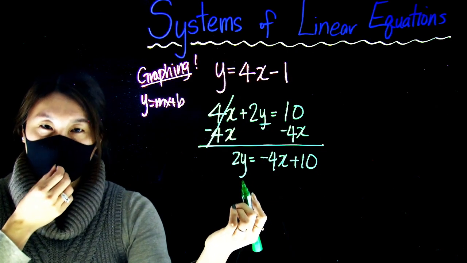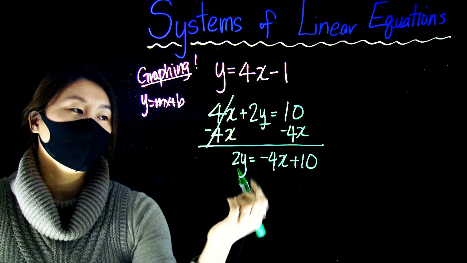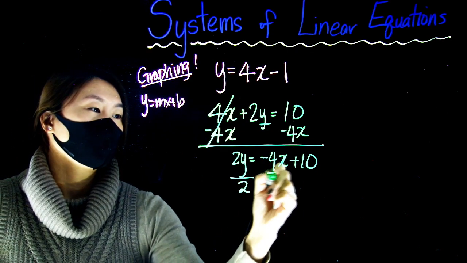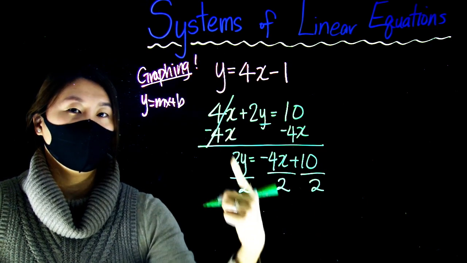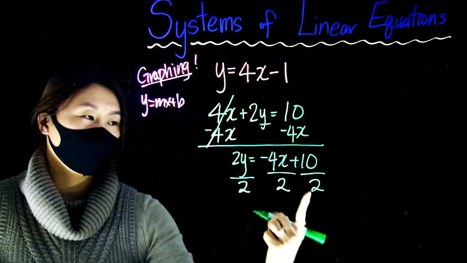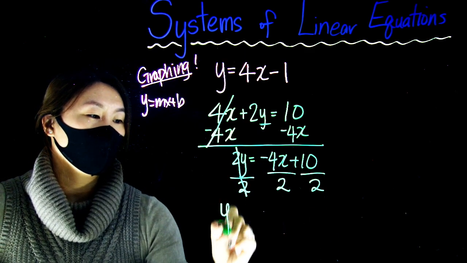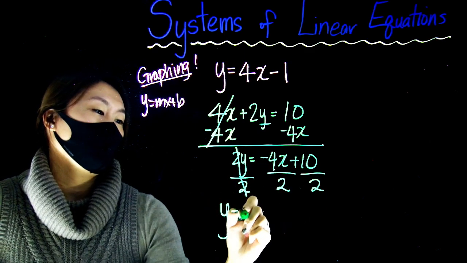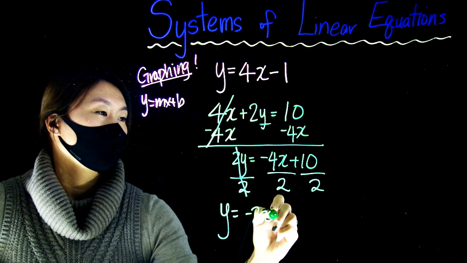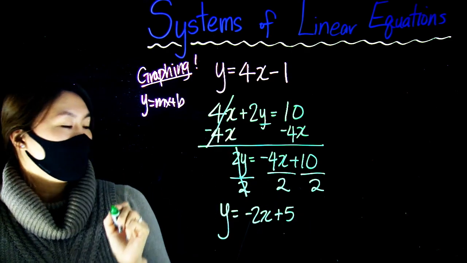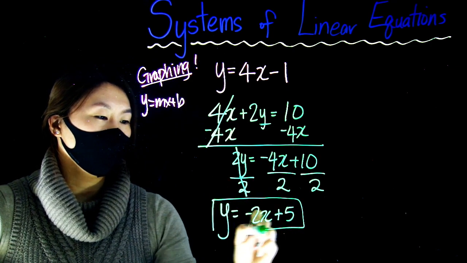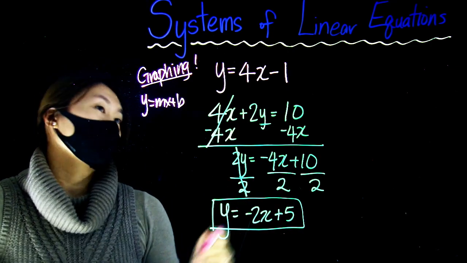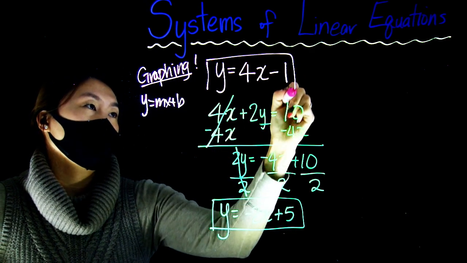I still don't have my y by itself. I have to divide by 2. If I divide on one side, I have to divide all the terms on the right side as well. So I get y alone finally, and I get y equals negative 2x plus 5 as my second equation. So I'm going to be graphing this line, and I'm going to graph this line.